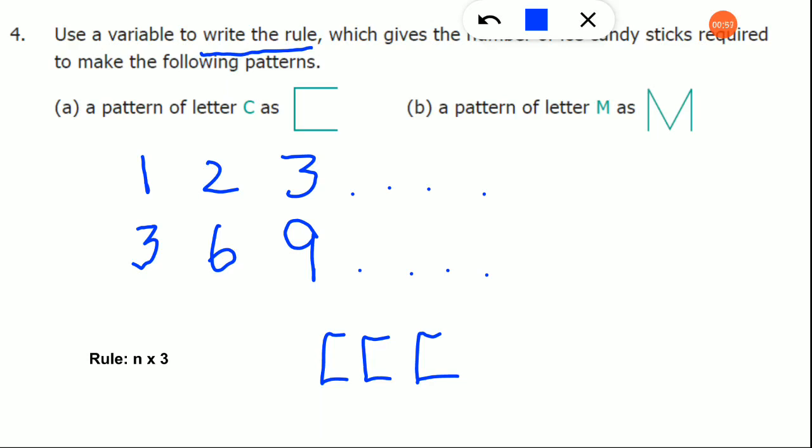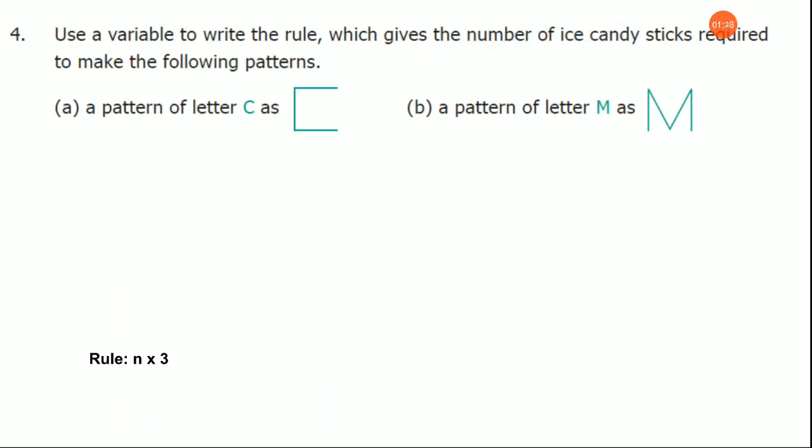So, for every C, we need 3 candy sticks, and for a set of 2, we need 6. What is happening between this 3 and 6? The number is being multiplied with 3. This is the number n. The number is being multiplied with 3 and we are getting the answer. So this is the pattern formed. Is it clear, children? Same way you are going to solve for this subdivision B. Shall we try to solve that?